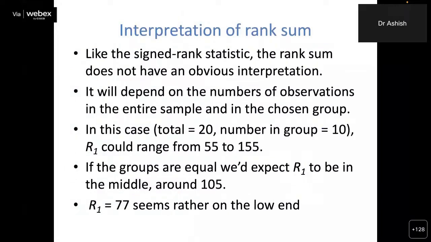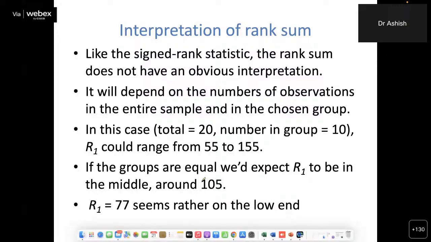Interpretation of the rank sum test: like the signed rank test, the rank sum does not have an obvious interpretation. It depends on the number of observations in the entire sample and in the chosen group. In this case, we have 20 observations, 10 in each group. R1 could range from 55 to 155. If the groups are equal, we would expect R1 to be in the middle, around 105. But we are getting R1 equal to 77. It seems rather low compared to the middle value.